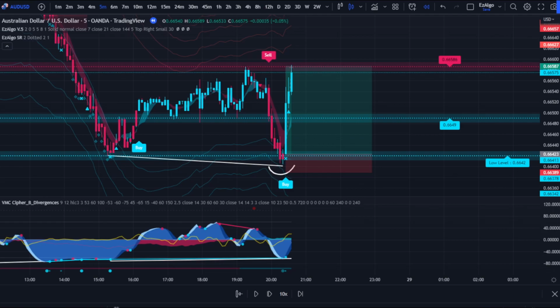So even if you have a 2 risk to reward at a 50% win rate, that is still extremely profitable. And that is why this strategy is so powerful. You're combining EzAlgo with Vumanchu Cipher B, giving you the absolute most amount of confluence possible. And this also works very well on lower time frames.